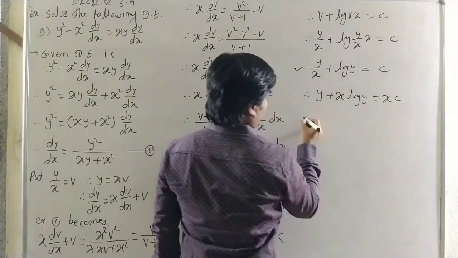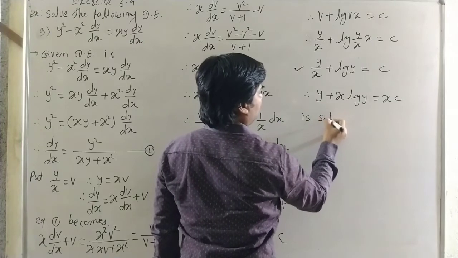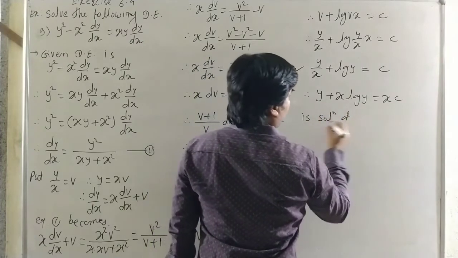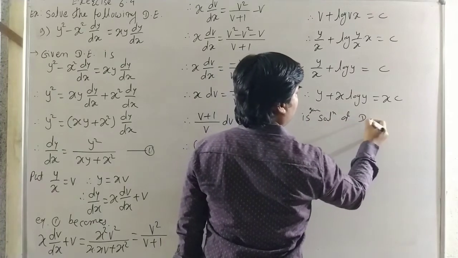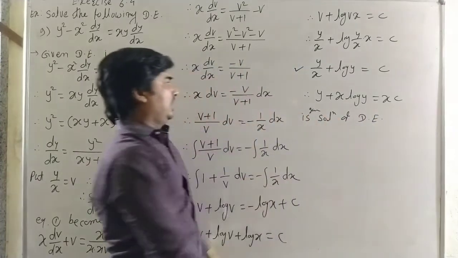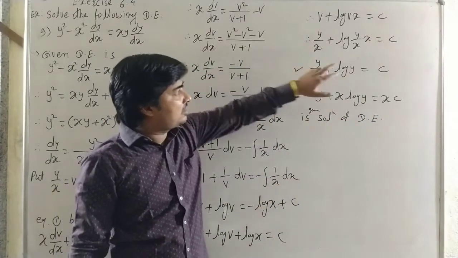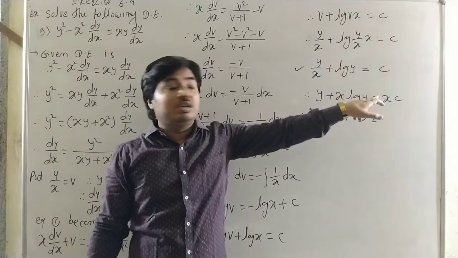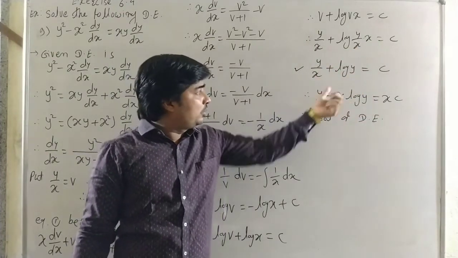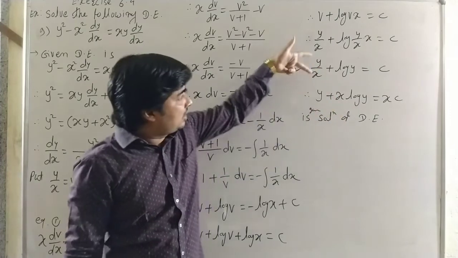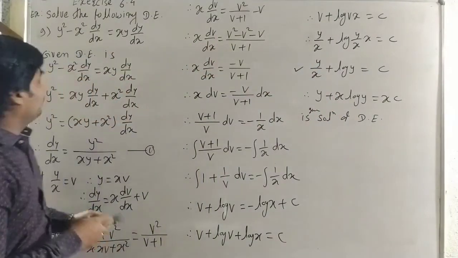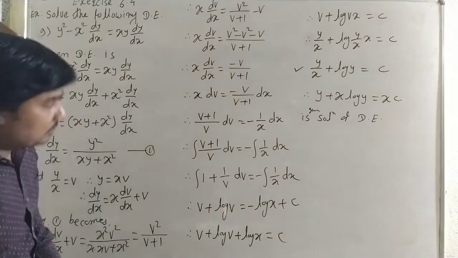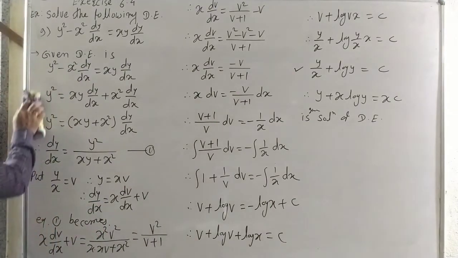It is sufficient. y by x plus log y is equal to c is our solution of the differential equation. It is also the general solution of the differential equation. It is sufficient. But when we multiply by x, we get this. Okay, it is also right. See carefully this. Now we see the next example.